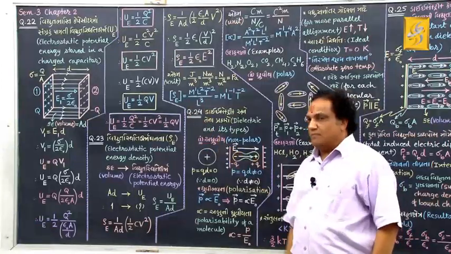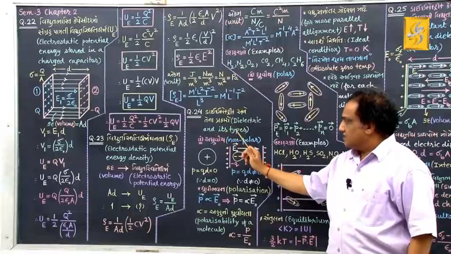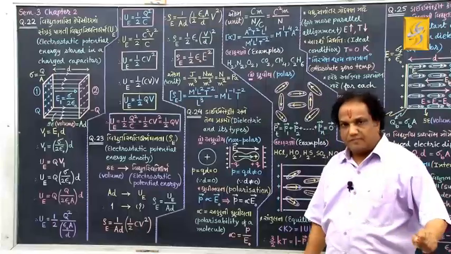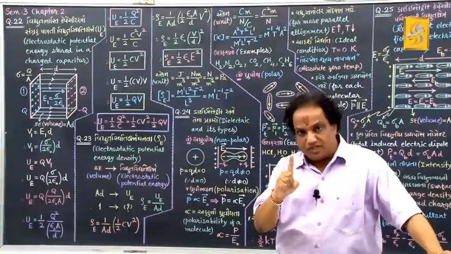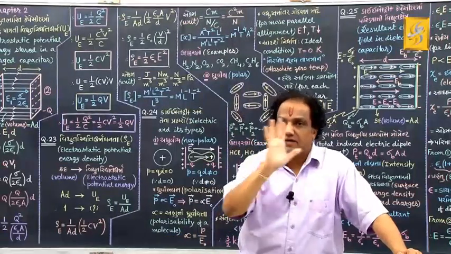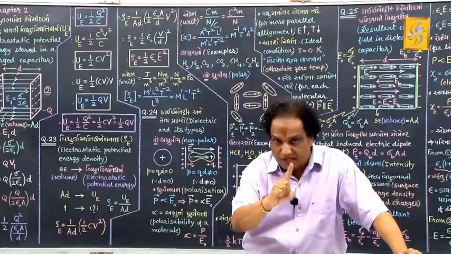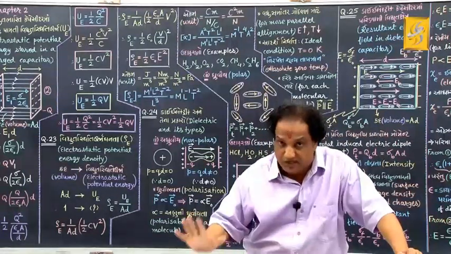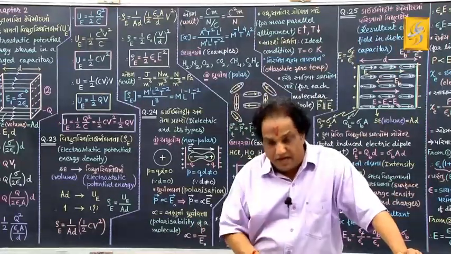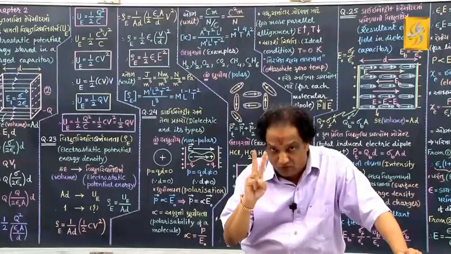Let us go now to question number 24. Dielectric and its types. First of all, what do you mean by dielectric? A medium which is a non-conductor of electricity is said to be a dielectric. I repeat, a medium which is a non-conductor or insulator of electricity is called a dielectric. Dielectric is found to be of two types. Its molecules are found to be of two types.